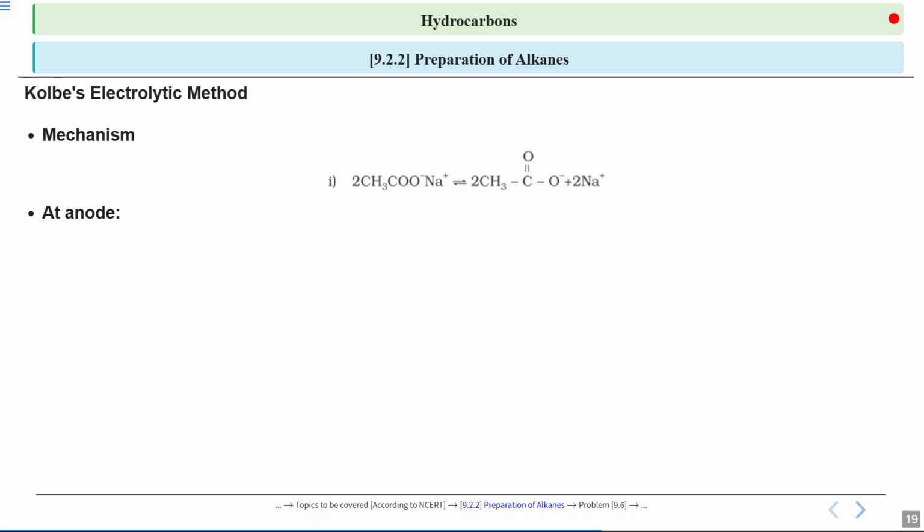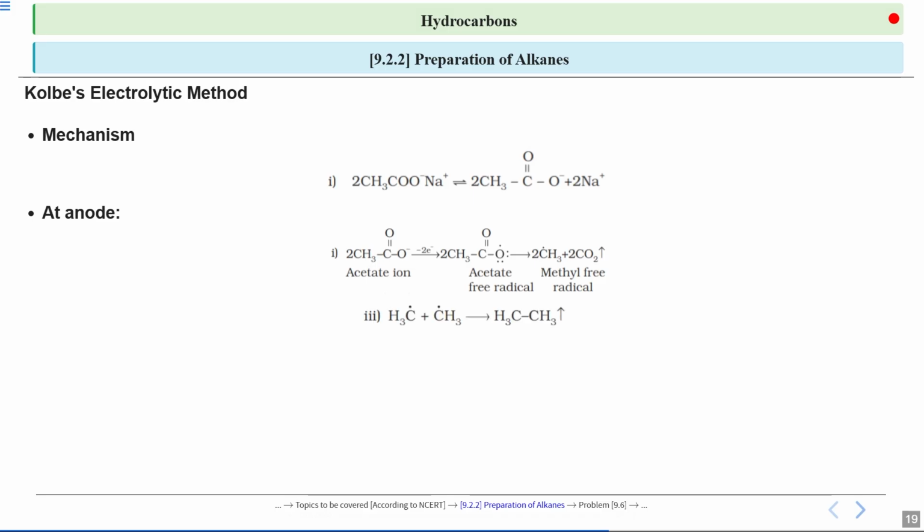The carboxylate ion loses electrons, which is a process known as oxidation. This is crucial because it leads to the formation of radicals that eventually combine to form alkanes. Here you can see the same thing: the acetate ion is losing 2 electrons, so it is undergoing oxidation and forming the acetate free radical. Along with this, we are also getting the methyl radical and 2 moles of carbon dioxide. Then 2 moles of this methyl radical can combine together to form an ethane molecule, which was our desired product.